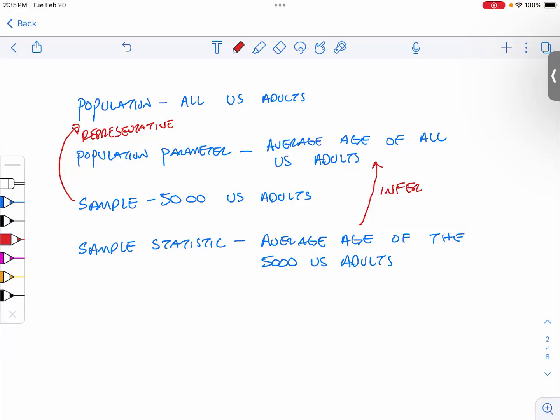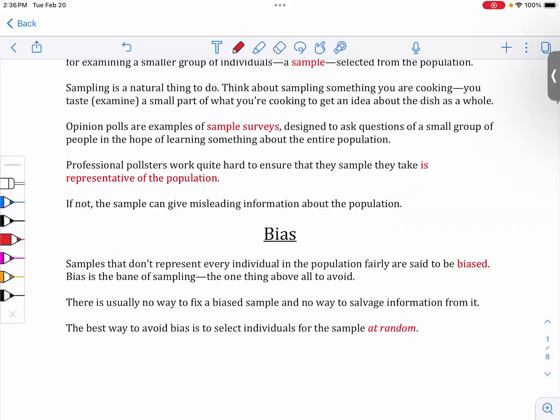We draw a sample to generalize to the population, we calculate something from that sample, a statistic, in order to generalize to a population parameter, and parameter is just the general word for a sample statistic. And back to my concept, bias is what we're trying to avoid, which is when we draw that sample. When I draw a sample of 5,000 US adults, do I draw them all from Wyoming? No, we try to get a representative sample of the entire US.